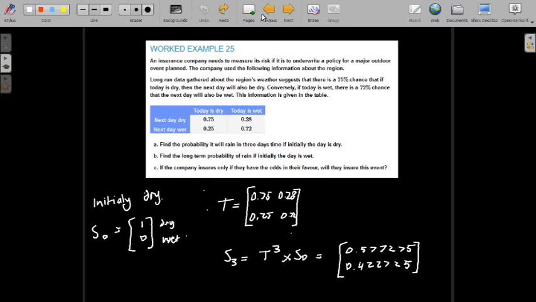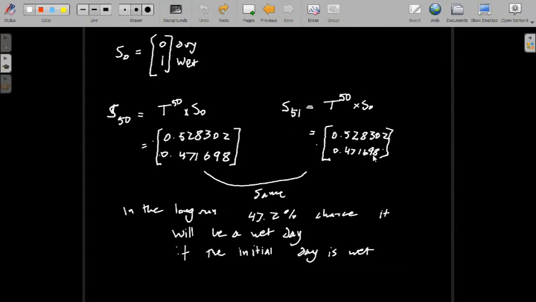If we go back and just look at part C, so if the company insures only if they have the odds in their favor, will they insure the event? So we can say in the long run, there's a 52.8% chance it will be a dry day. So looking at this one here. So we've got 52% chance that it's going to be a dry day.